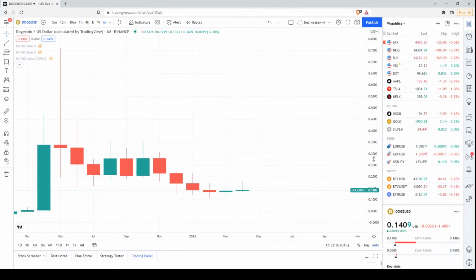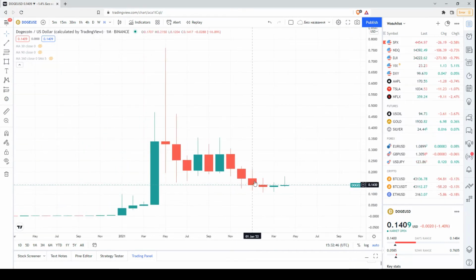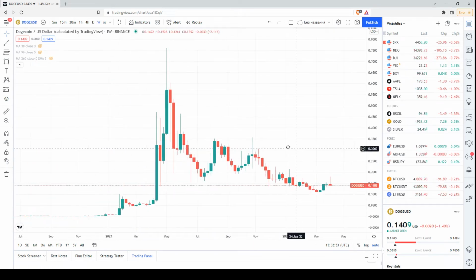Of course, we will keep an eye on the price chart of Dogecoin, because if this candlestick changes, then my analysis may change as well. But let's wait and see what happens in the near future. So now let's have a look at the weekly chart. Okay, this is the weekly chart.